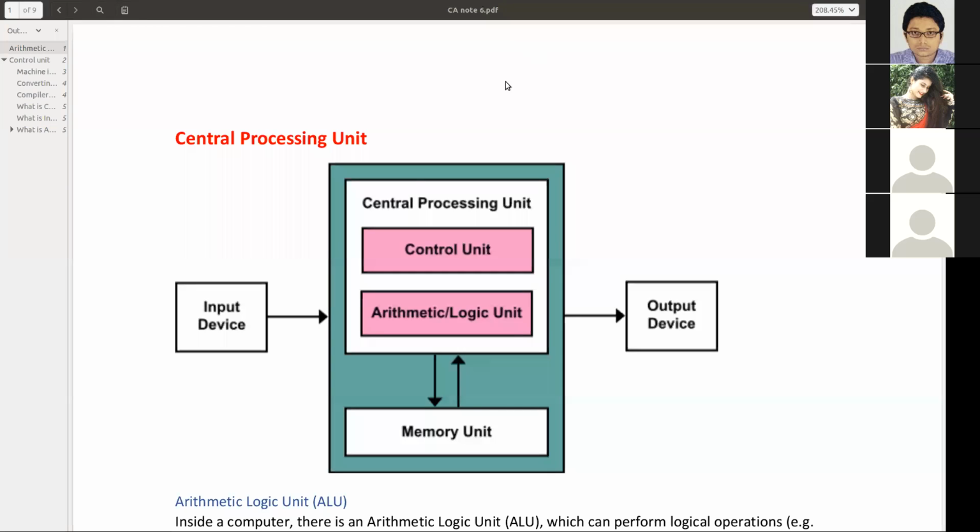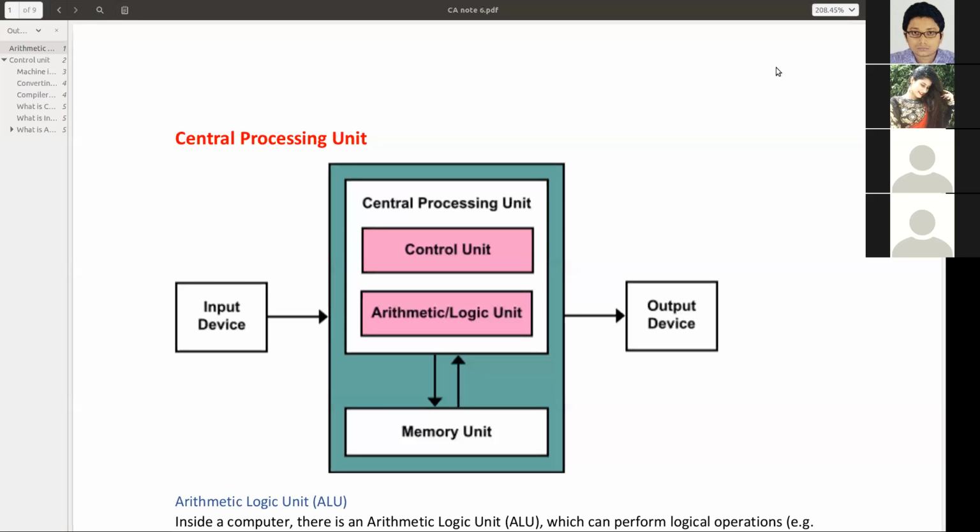Next is the control unit. Now the control unit is again another very important aspect. In the control unit, everything is controlled. Every operation, everything is controlled by the control unit.